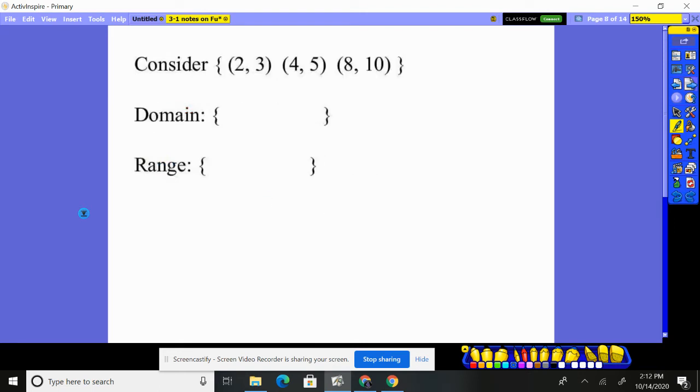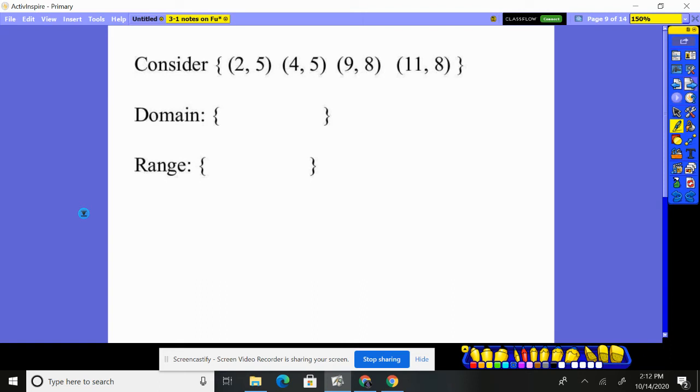So let's consider these three ordered pairs. We have the ordered pairs 2, 3, 4, 5, and 8, 10. The domain, in other words, what are your x values? Well, this is easy as can be. 2, 4, and what? 8. So I say 2, 4, and 8. The range are your y values, which happen to be 3, 5, and 10. So we just say 3, 5, 10. Domain are what your x's are in the problem, and your range are what the y's are.